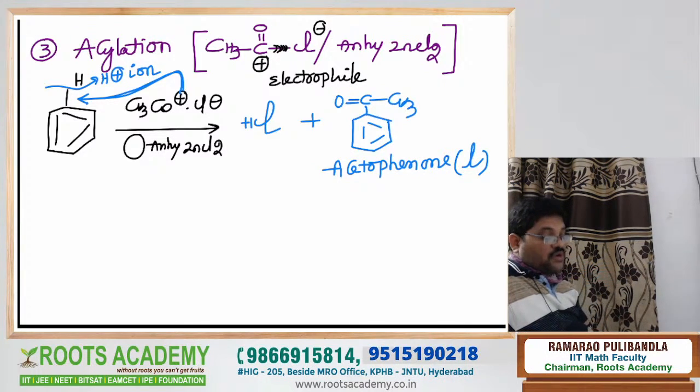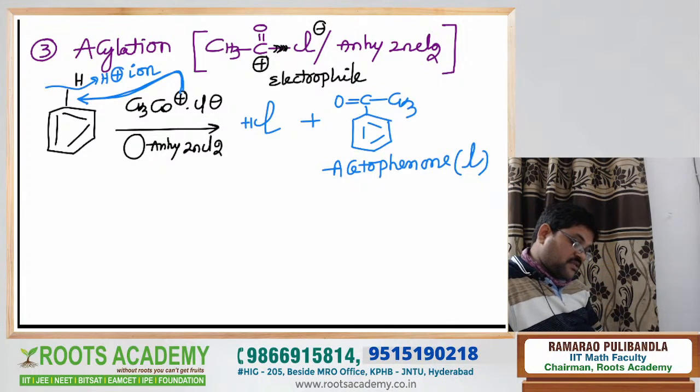Here the electrophile is what? The electrophile is CH3CO plus. The CH3CO plus attacks the benzene with the sigma bond. The sigma bond carries what charge? Negative charge. This is an example of an electrophilic substitution reaction.